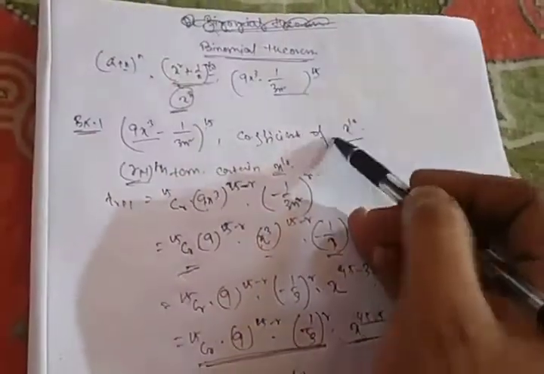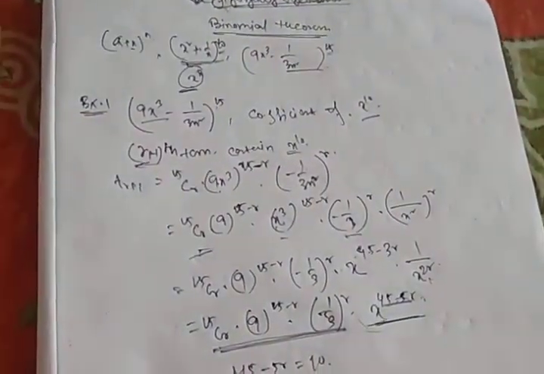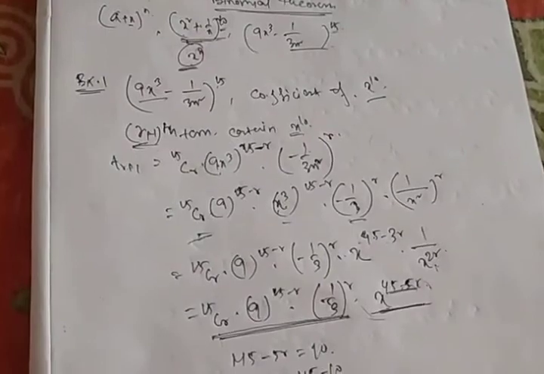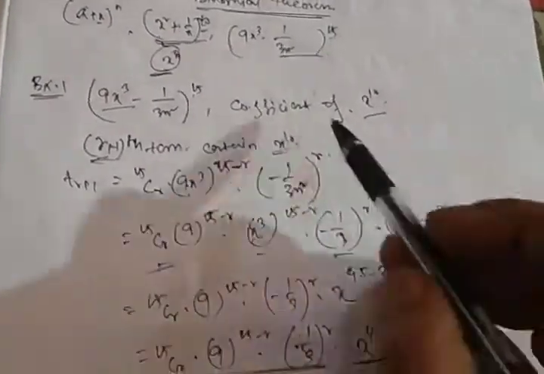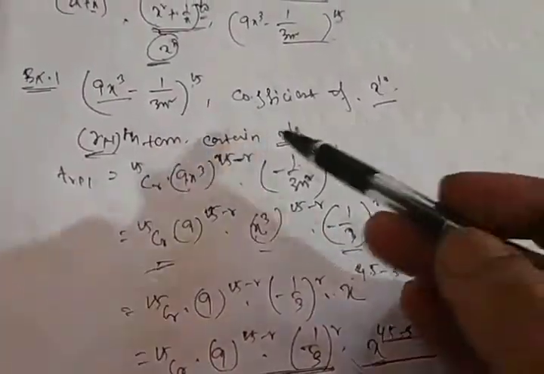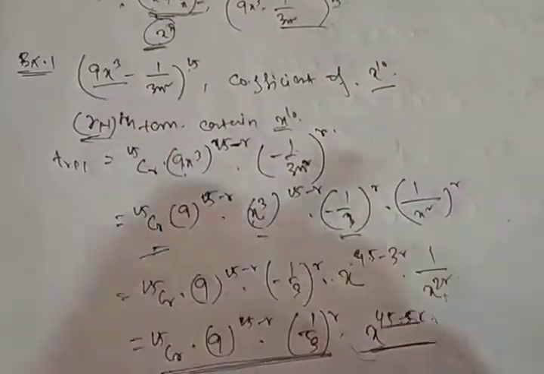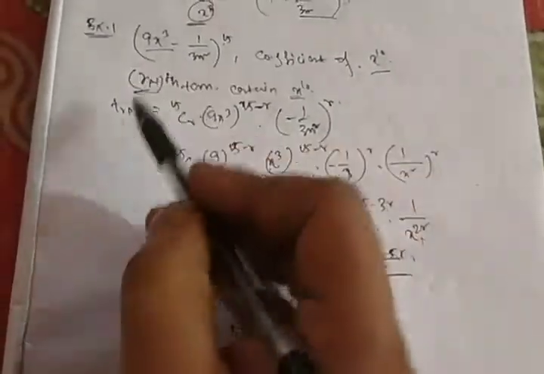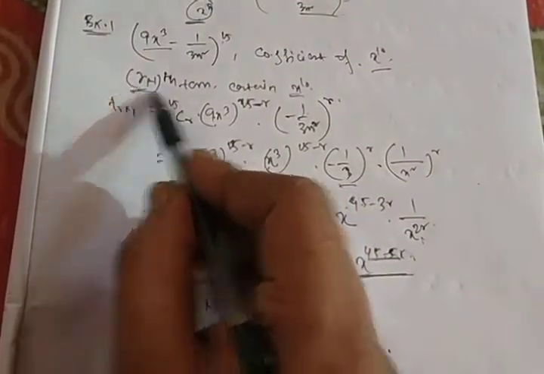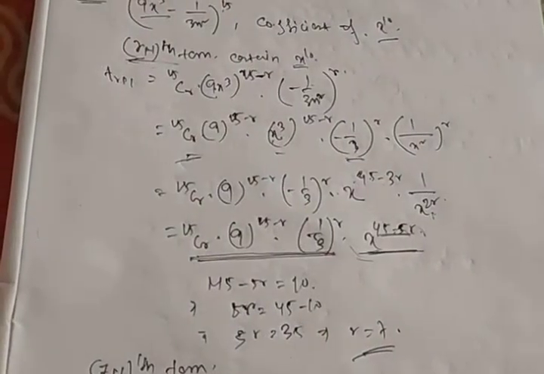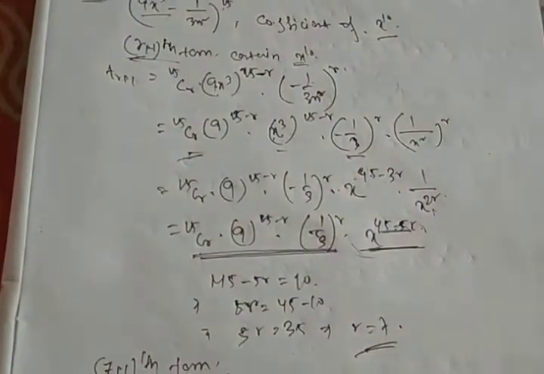Here, x to the power 10 maybe, we have to find x to the power 10 or x to the power 7 or x to the power 9, whatever it may be. So we first assume the r plus 1th term contains this x to the power 10 or x to the power 7.